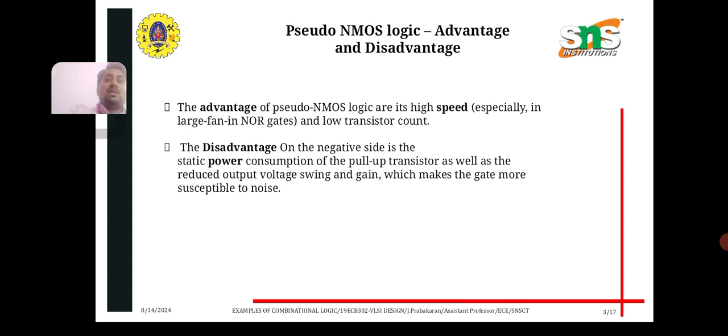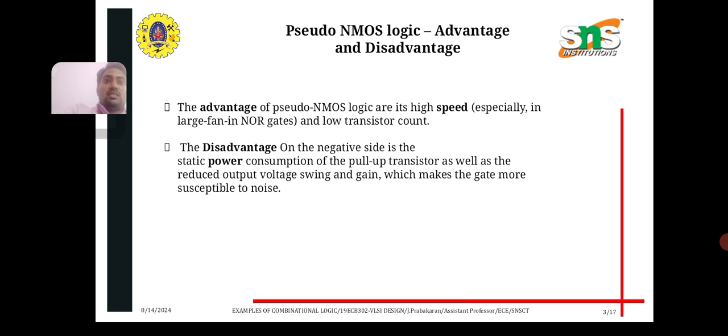Static power consumption: a major drawback is the static power dissipation. Since the PMOS transistor is always on, there is a continuous current flowing from VDD to VSS when the output is low, leading to higher power consumption compared to CMOS logic.